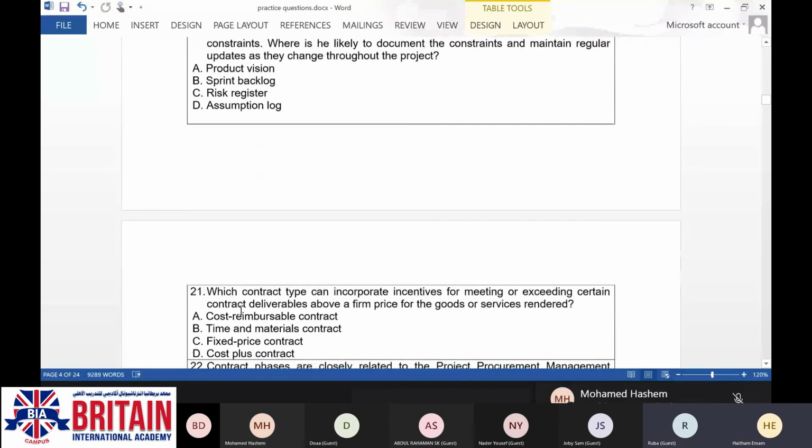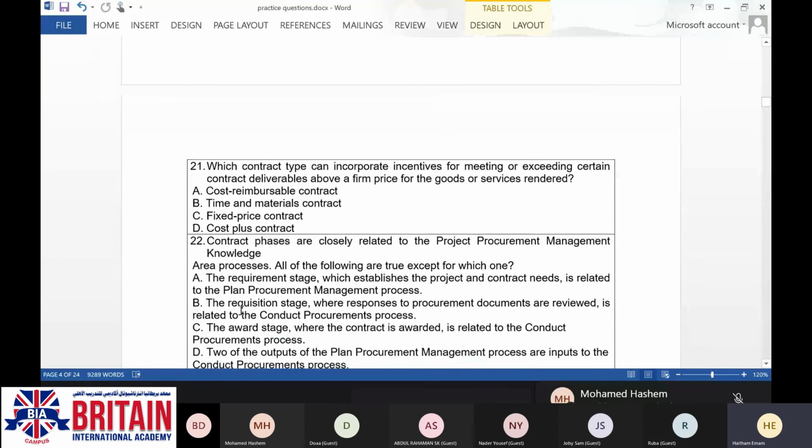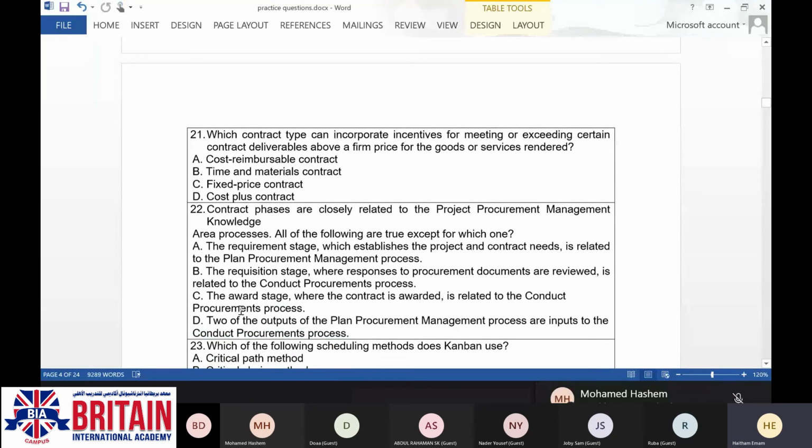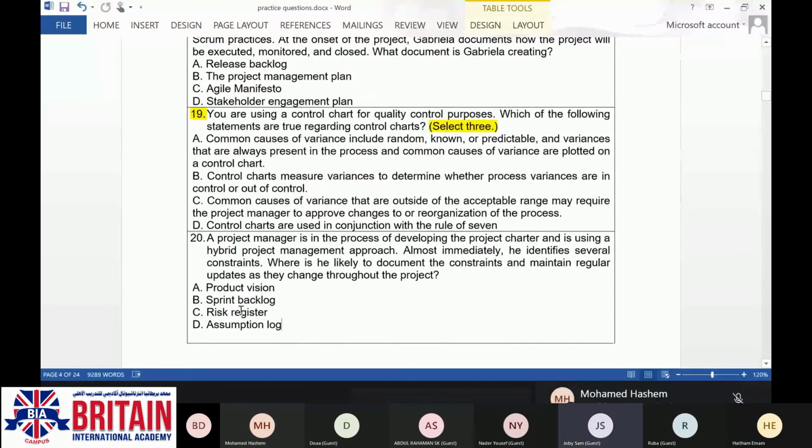Yes, yes. Okay. Now, question number 21. Dua. Haitham, just, yes, I want to confirm. The constraints is not considered as a risk. Is that correct? In this case, where is he likely to document the constraints and maintain regular updates? Ah, okay, fine. Clear? Yes, yes. Okay.